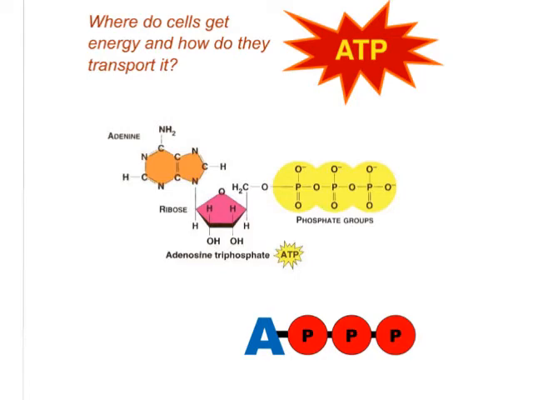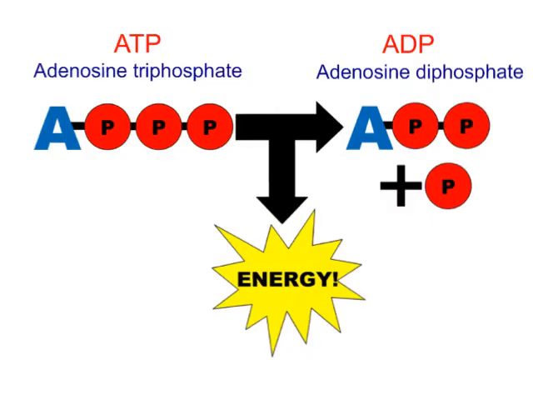And we're going to shorten this a little bit, just for our purposes, into this format. We're going to use this big capital A to represent all of this part of the molecule. And then we're going to use these circles with a P in it to represent each of the phosphate groups. So here's our A and then triphosphate, ATP. Adenosine triphosphate, ATP.